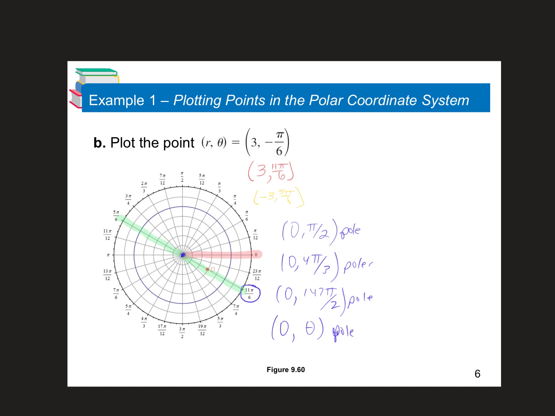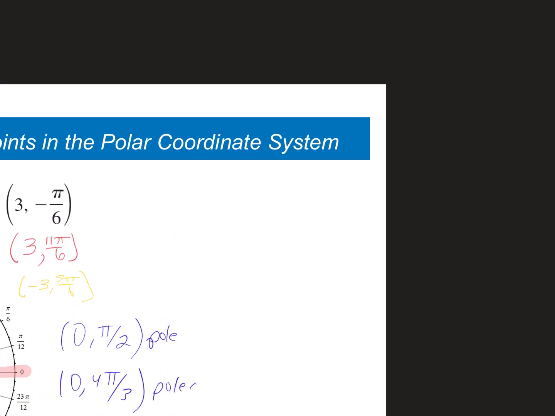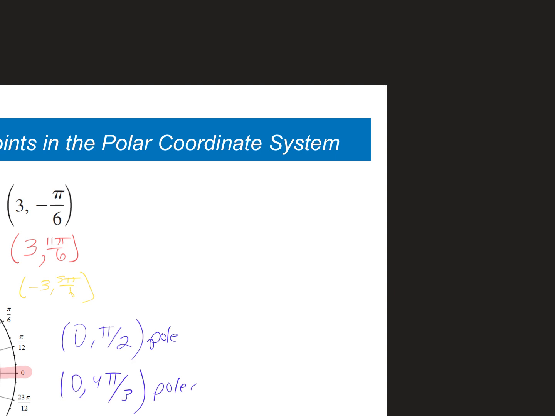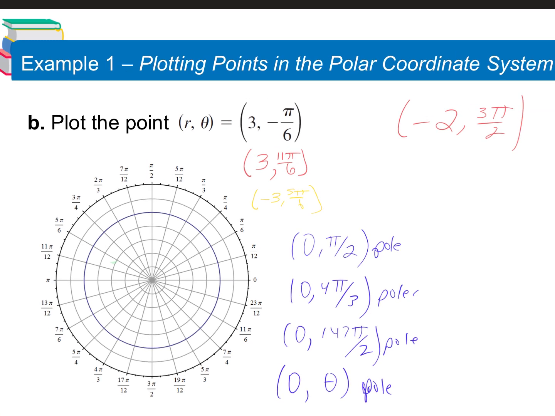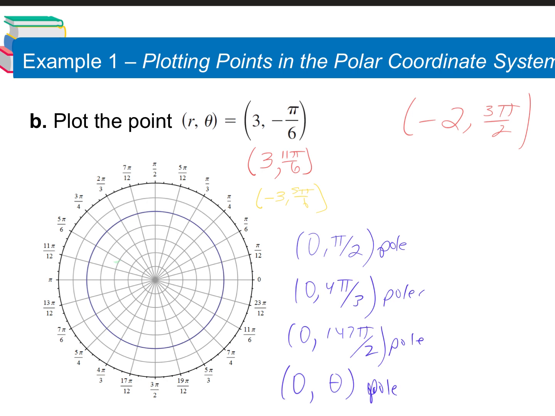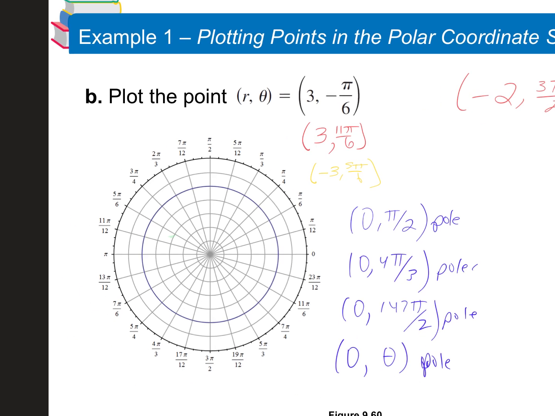Okay, let's look at another one. I want you to plot negative 2, comma, 3 pi over 2. And again, this is so much easier to do when I'm on Notability, but I'm not, so I have to keep erasing. How am I going to plot this point? What do I look at first? Okay, where can you find 3 pi over 2?